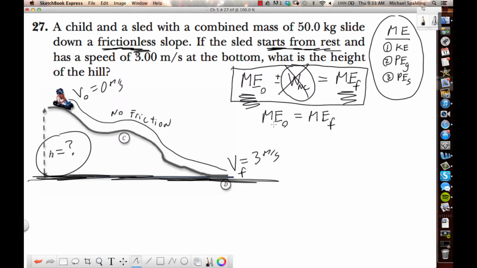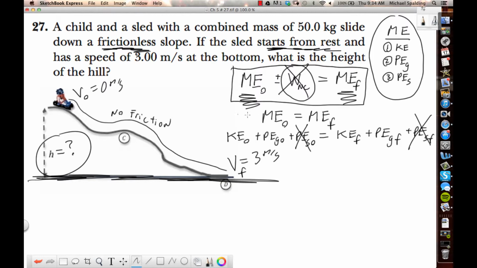So mechanical initial equals mechanical final. So what you do is you expand this. Kinetic initial plus potential of gravity initial plus potential of spring initial is going to equal kinetic final plus potential of gravity final plus potential of spring final. Does this problem have any springs in it? Nope, so we can cross out the spring. No spring energy.